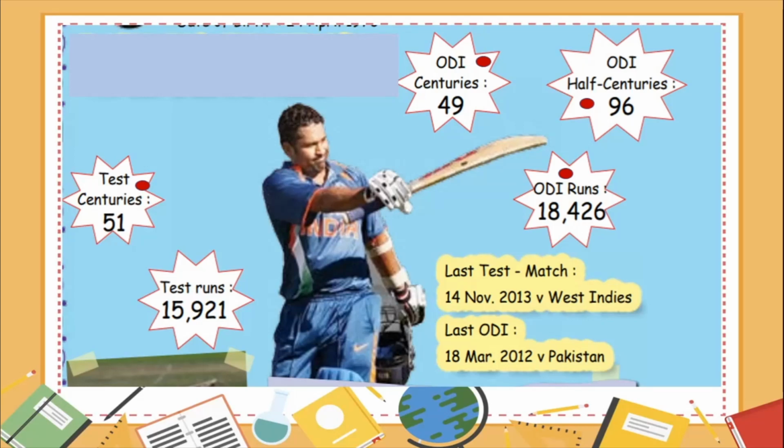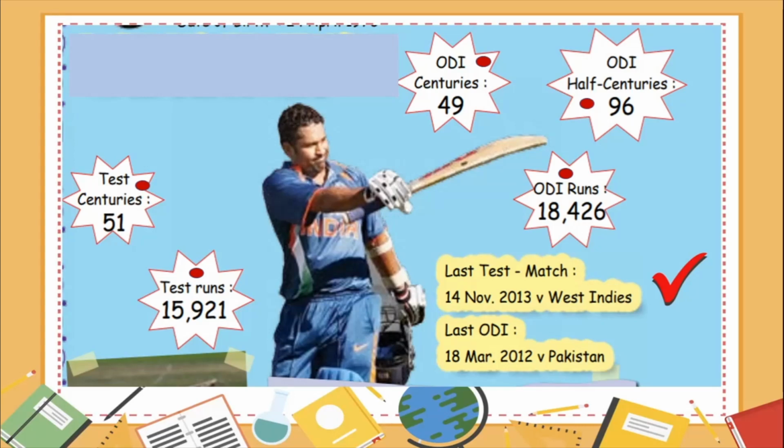Okay, century means what did I tell you now? 100 runs. Alright, and then he has made 15,921 test runs, that is runs in the test matches. So children, this is a huge record. Alright, it is not a small achievement. And then we will also see that his last match was on the 14th of November 2013.